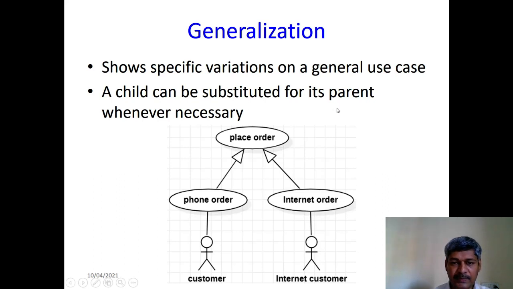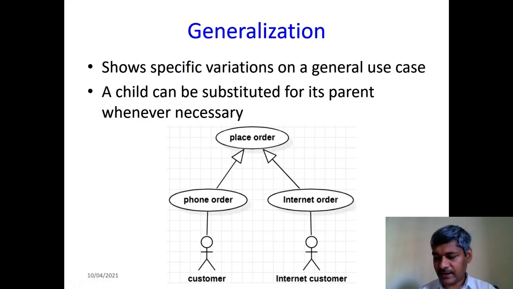Interestingly, a child can be substituted for its parent whenever necessary. Whenever there is an internet customer, he uses the internet order use case. Similarly, whenever a customer makes a phone call, he uses the phone order. If another customer comes directly to the restaurant, he will still make the place order directly. So in that sense, a child can be substituted for its parent whenever necessary. That is the generalization relationship.